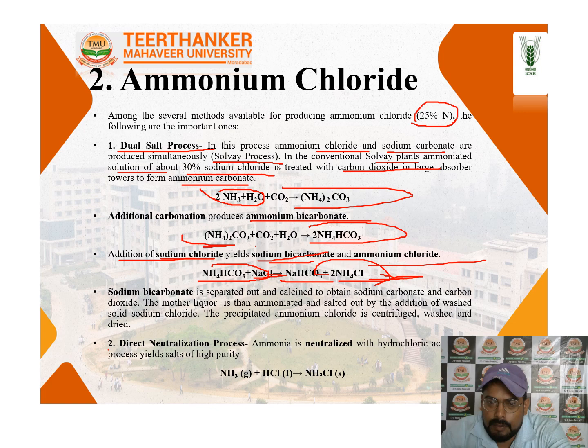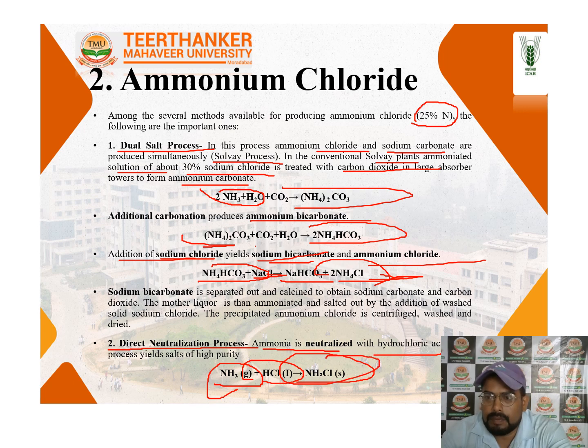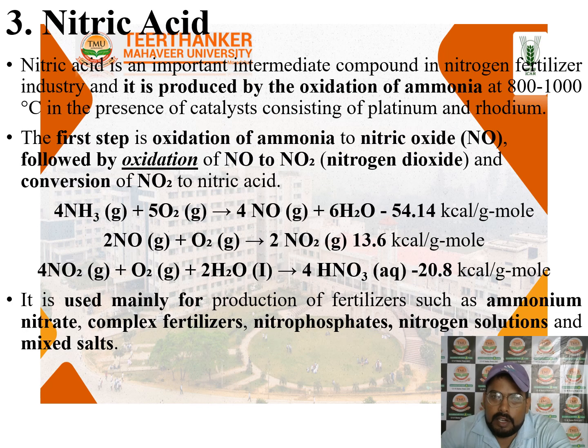Next is the direct neutralization process. Ammonia is neutralized with hydrochloric acid. The process gives a highly purified product, reacting ammonia gas with hydrochloric acid. Next is nitric acid.